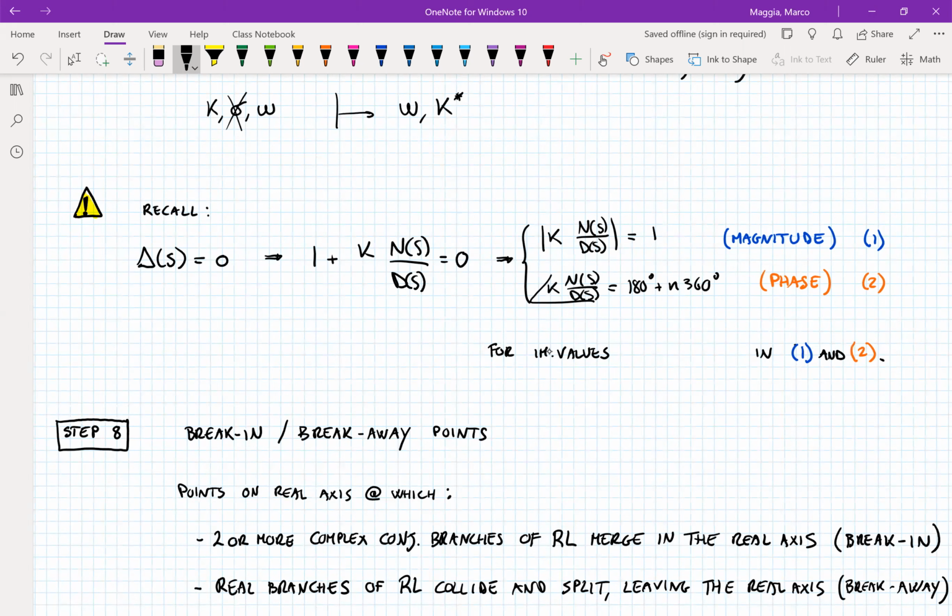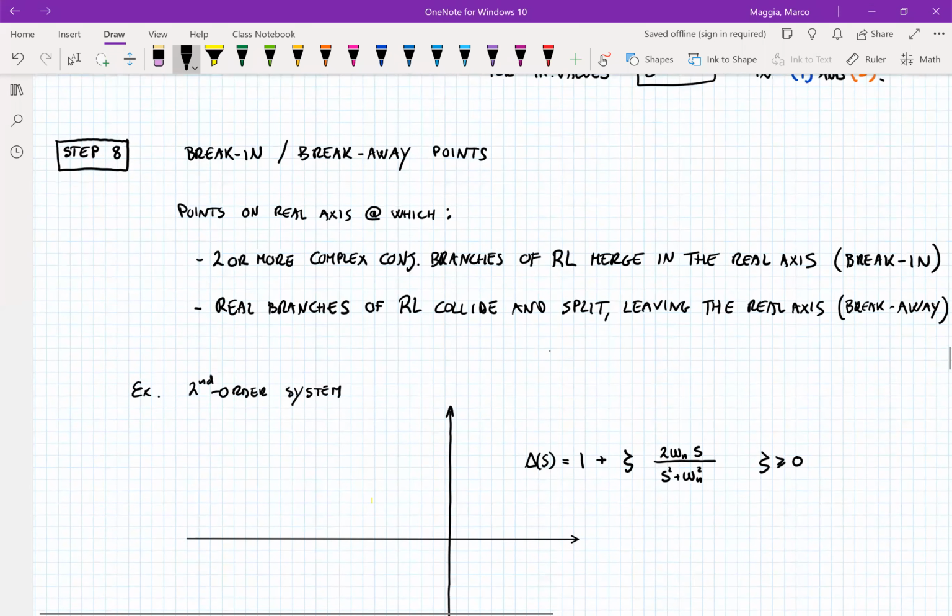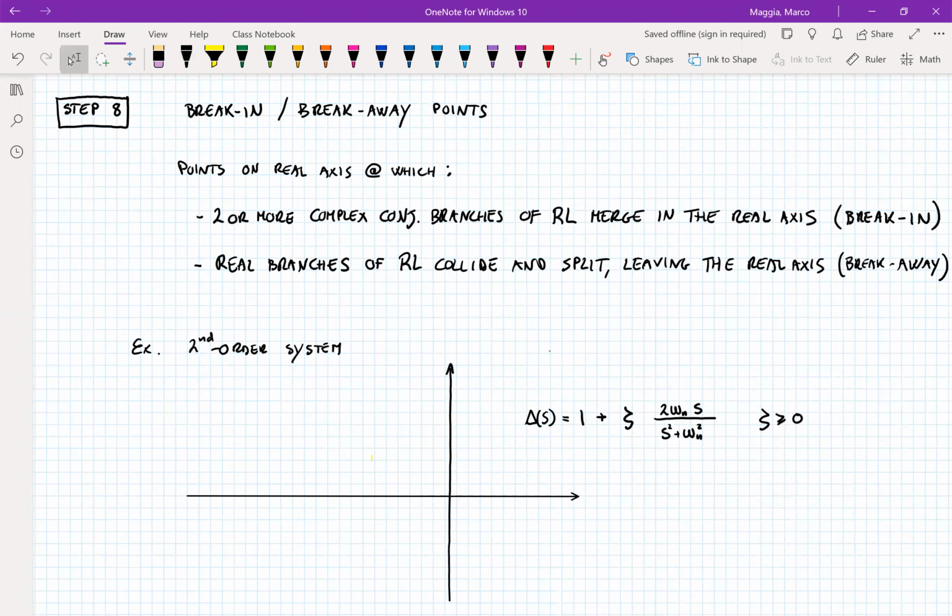And of course, here you have to use s equals i omega, because we're interested in the intersections with the imaginary axis. So we're looking for solutions that are imaginary, not just general complex numbers. All right, so now that we have the intersections with the imaginary axis, and we're going to see the computations in an example later on, we're ready to describe the next step, step number 8, which is to find the break-in or breakaway points.